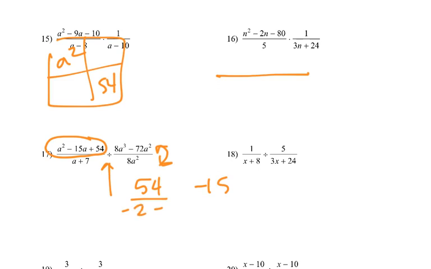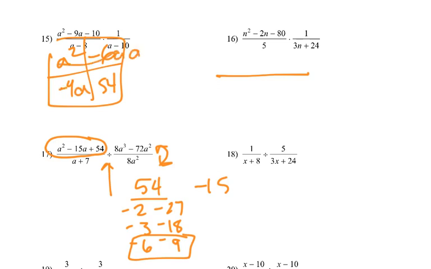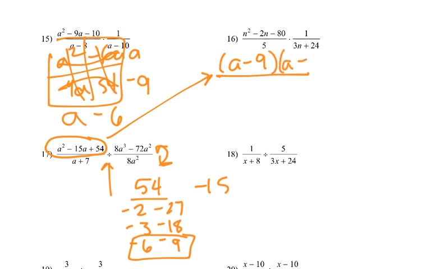So that could be 2 and 27, 18, 6 and 9. And there we go. So, negative 6, negative 9 A's. So we'll pull out an A, we'll pull out a negative 9, the second A, and the negative 6. So we'd end up with, on the top here, A minus 9 times A minus 6 over A plus 7.